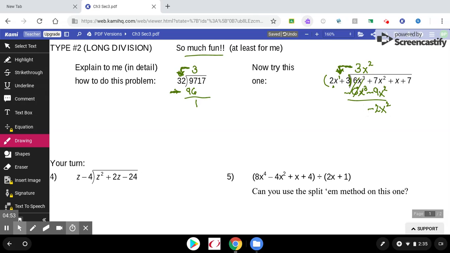Okay, back over to the problem on the left. What would be the next thing you would do? Well, we get to bring the 1 down.